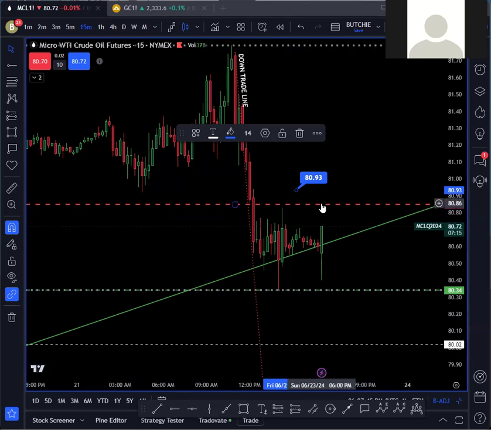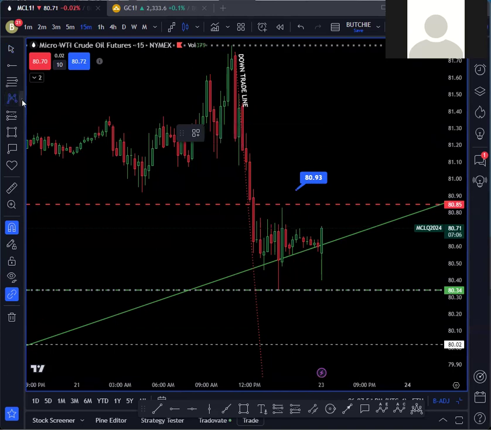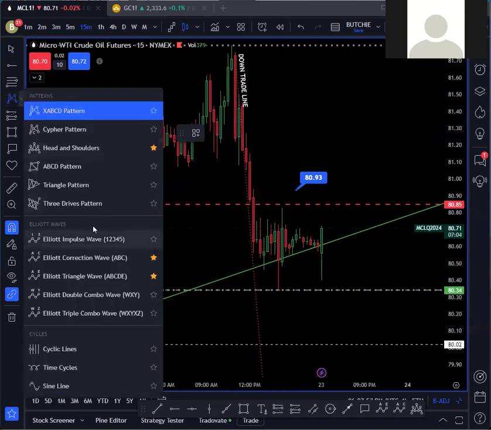But if it breaks that line, then I'm going to look for it to pull back and test that. And then I wish they had a good drawing tool for this. Come back and test that. And then if it comes back and tests that area as support, then I'm in. Okay.